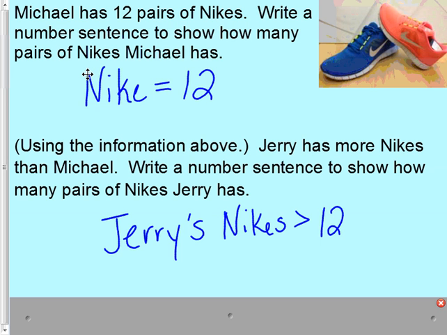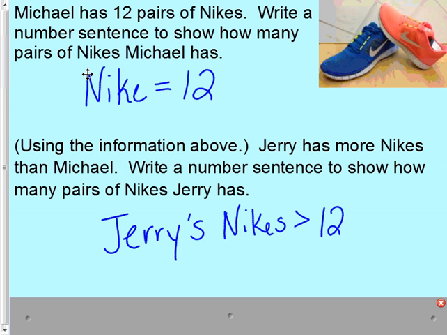So when we look at this, what that means is if Jerry's number of Nikes has to be greater than 12, that means Jerry could have 13 pairs of Nikes. He could have 2,000 pairs of Nikes. He could have 52 pairs, 100 pairs, 48 pairs. We don't know exactly how many he has, but what we do know is it has to be greater than 12. So he can't have 4 or 7 or 9. He can't have any of those number of pairs of Nikes because he has to have a number that's greater than 12. So any number you can think of that's greater than 12 could be what Jerry has.